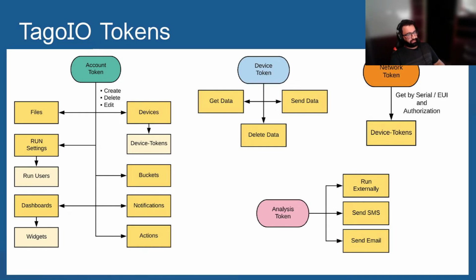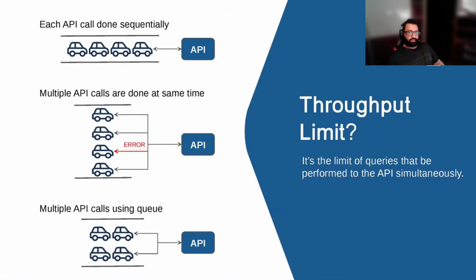So I believe with this I cover all the tokens we have available. And we'll do a little demo using these tokens so you can get more familiar with the API. But I want to go to another important concept when you are using the API, which is the throughput limit.